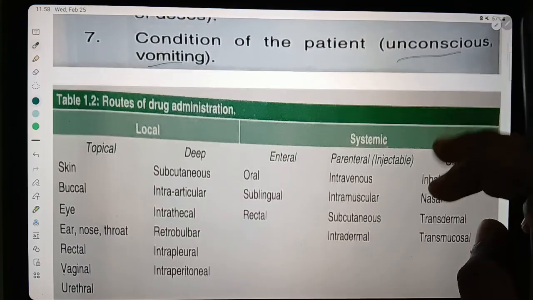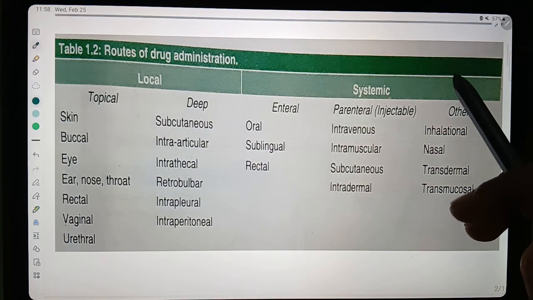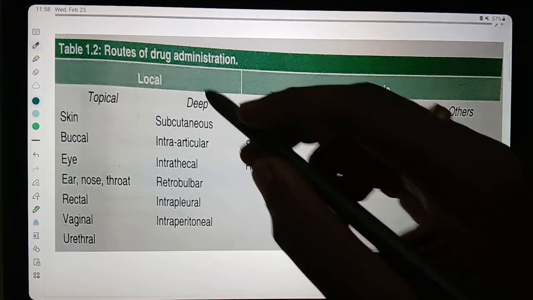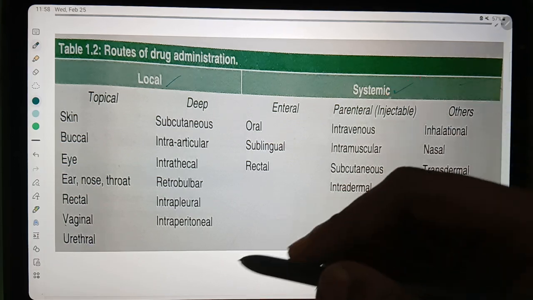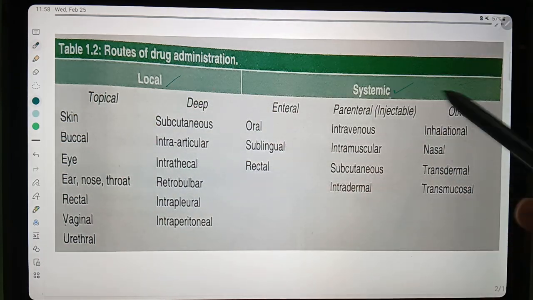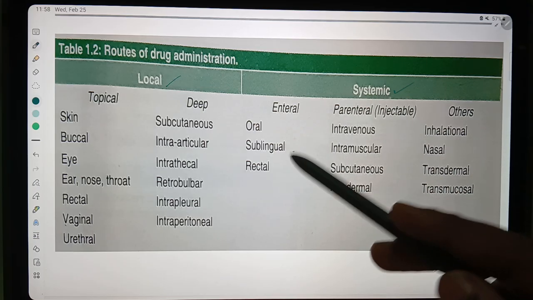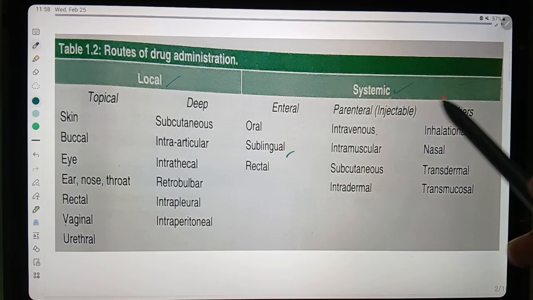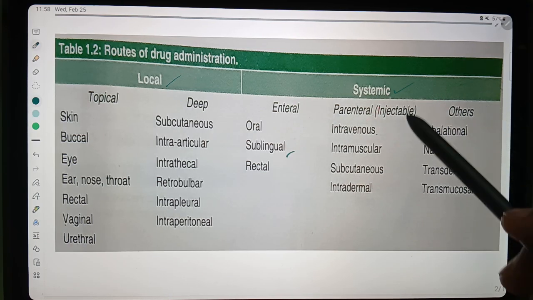Coming to the types of routes of drug administration, there are two types: local and systemic. In local, there are topical and deep. In systemic, there are enteral, parenteral, and others.